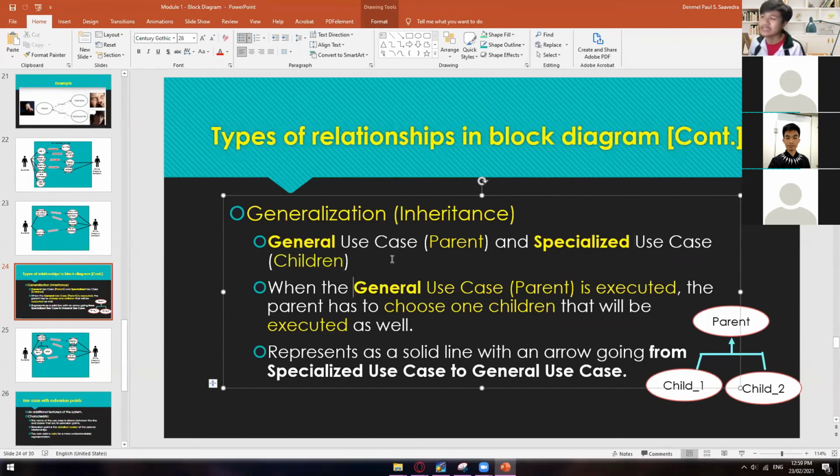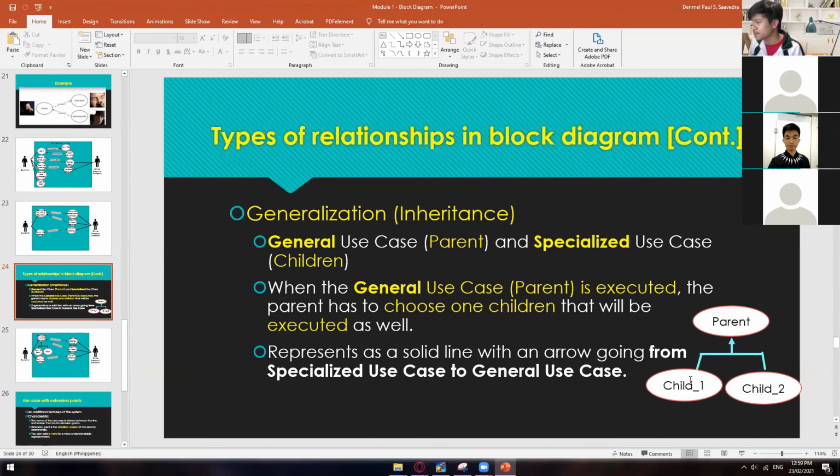Okay, so when the general use case is executed, the parent has to choose one child. That will be executed as well. This one is represented as a solid line with an arrow going from the specialist use case to the general use case. So we have this example right here. Those two are children, and each one of them has a certain functionality. And as this parent is executed, it should choose one of those children.